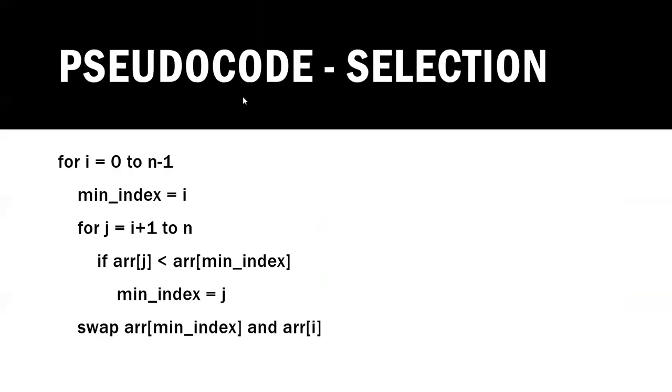So the pseudocode for a selection sort. Again, from I to n minus 1. And then we set the minimum index equal to I. So in this case, the minimum index is 0. Now, this isn't a great example. This should be negative 1,000, right? Your minimum index has to be lower than the lowest value that you have in your array.